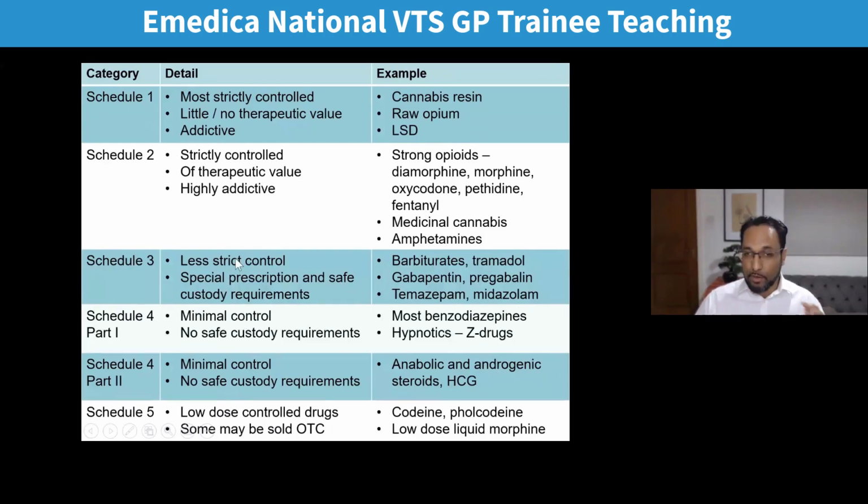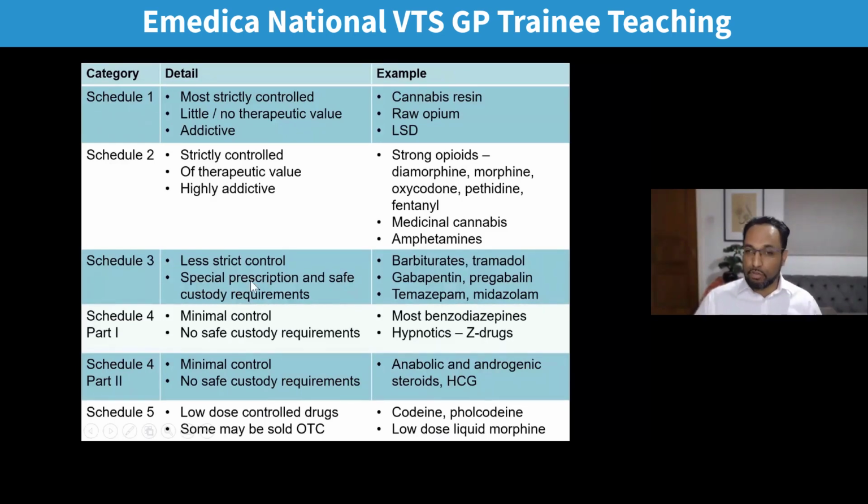Schedule 2, these are of high therapeutic value, often also highly addictive, but they're very strictly controlled because they're dangerous. So strong opioids, diamorphine, morphine, oxycodone, fentanyl, pethidine, medicinal cannabis, which can be used, for example, in children with very resistant epilepsy, and amphetamines. So these are really strictly controlled. You've got strict regulations about how they need to be kept in a locked container, in a locked box. When they expire, someone needs to denature them, then they need to be witnessed as being destroyed, things like that.